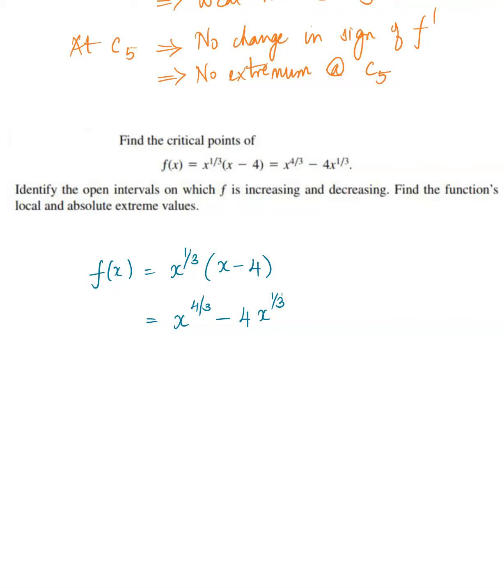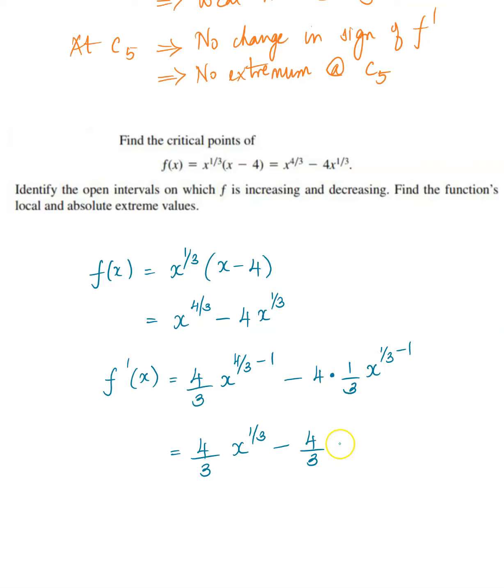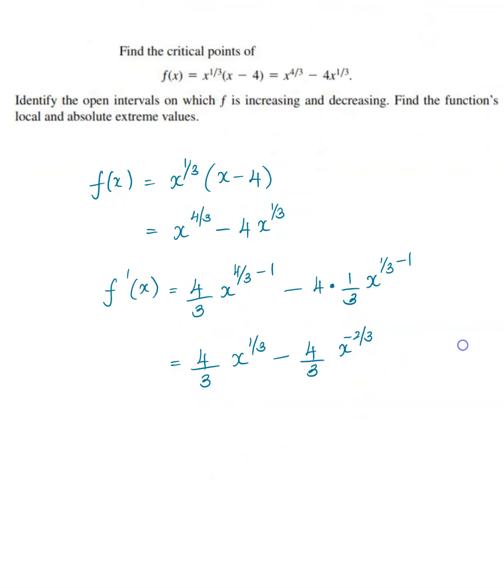Now, this will be helpful for us to take the derivative. The expanded form helps with the derivative. f prime of x is 4 over 3, x power 4 over 3 minus 1, minus 4 times 1 over 3, x power 1 over 3 minus 1. So that's 4 over 3, x power 1 over 3, minus 4 over 3, x power negative 2 over 3. So what I'd like to do is pull out the 4 over 3.